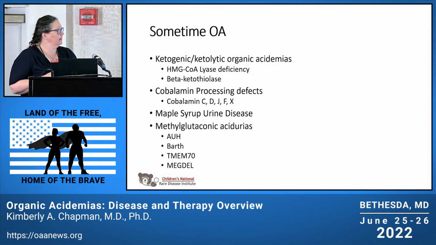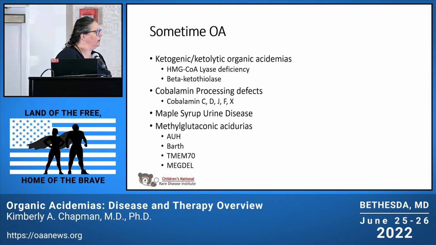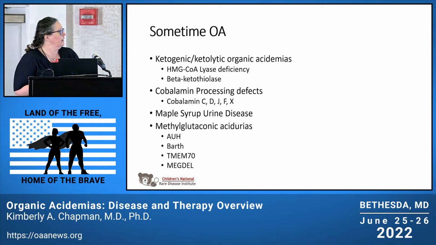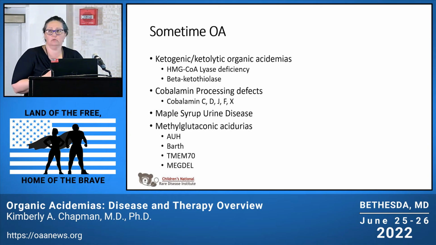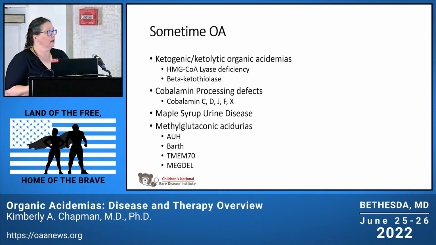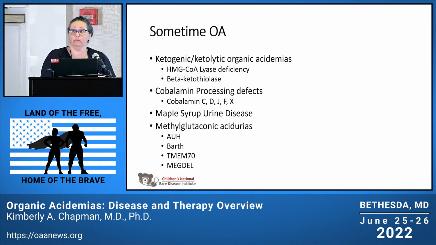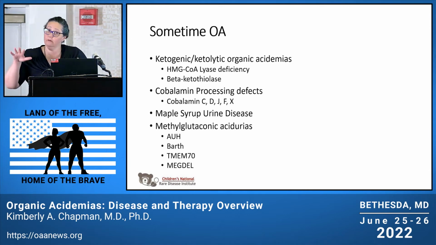The ketogenic, ketolytic organic acids, and this is because they spill organic acids into their urine. This is like HMG-CoA lyase deficiency and beta-ketothiolase deficiency. These disorders often are also seen in the fatty acid oxidation groups because they often have hypoglycemia or ketone problems. The cobalamin processing defects because of the elevation in MMA. So some of you are in here, some of you are over there.